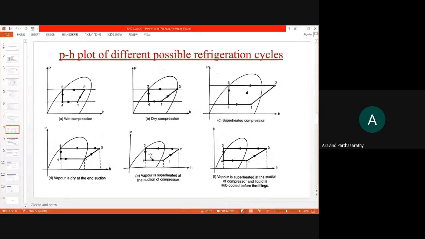So once you get a problem, what you have to do is draw this kind of shape. Okay, a drawing like this, that is, mark the state points in the pH chart and from those points mark the corresponding H values, that is the H1, H2, H3, H4 values.